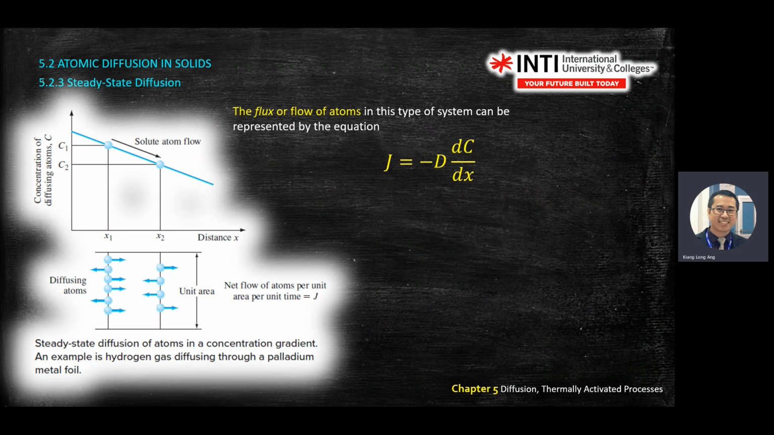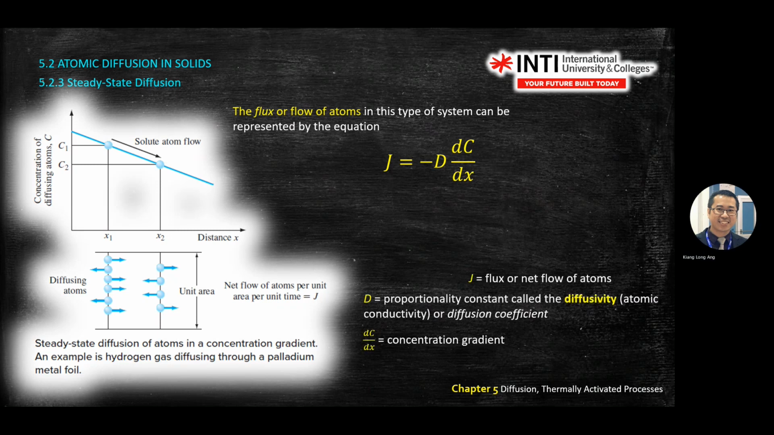J is the flux or flow of atoms, represented by this equation. D is the diffusivity, or atomic conductivity, or diffusion coefficient. The higher the number D, the more easily it can mix or move into the position, right? Then dC divided by dX, the differential of C with respect to X, is your concentration gradient.